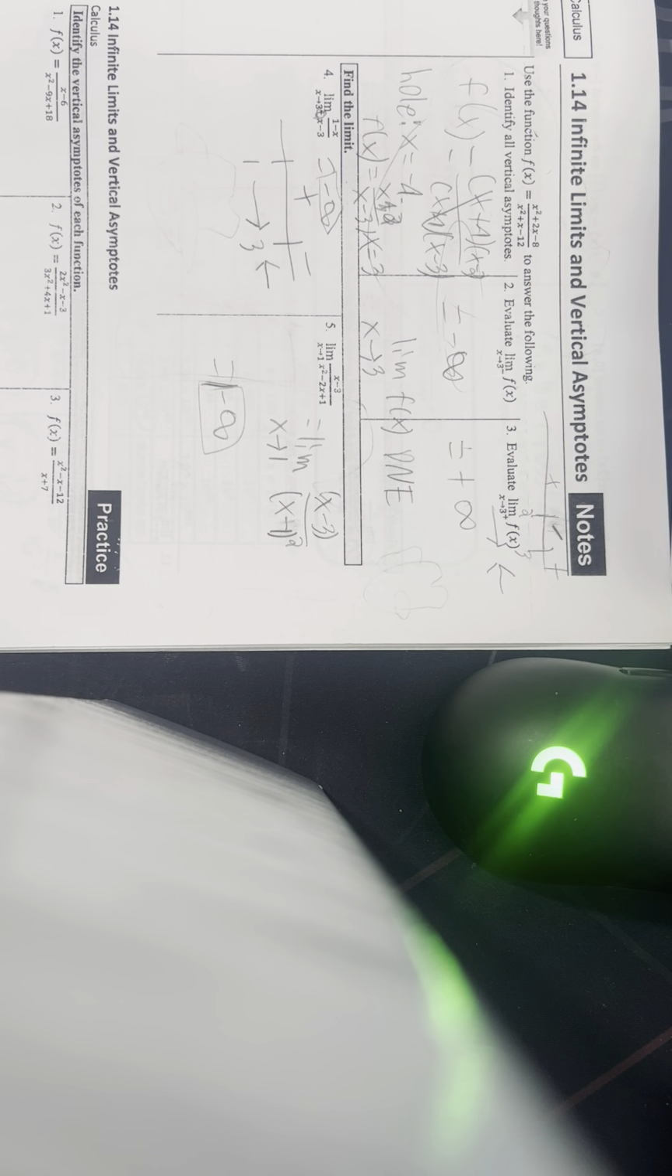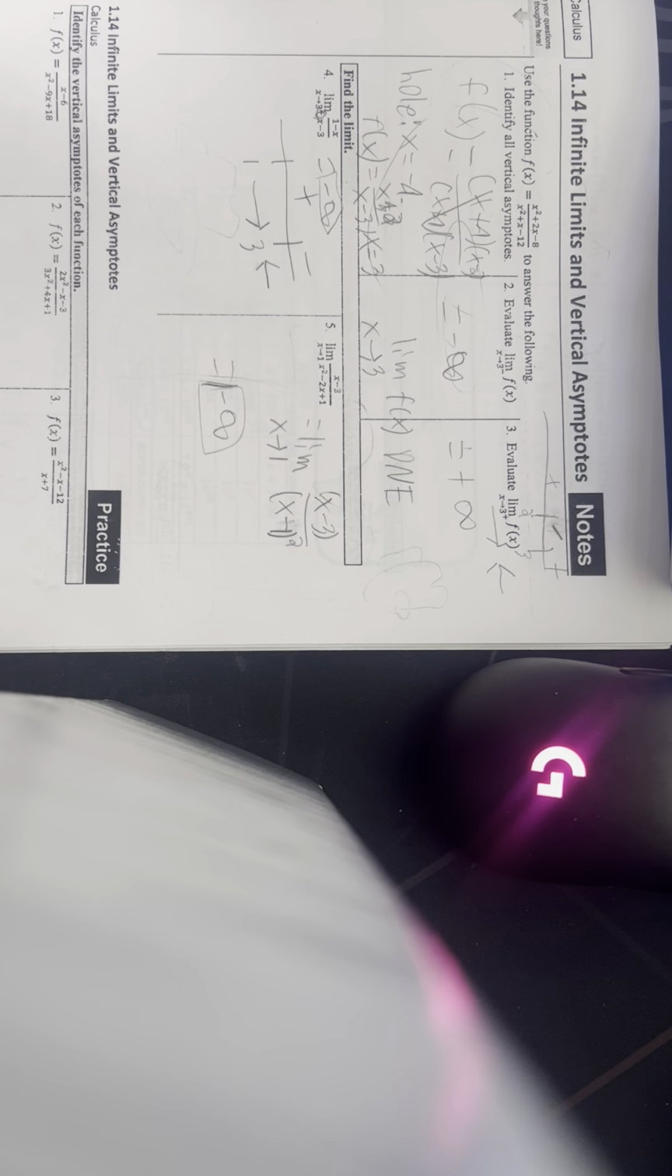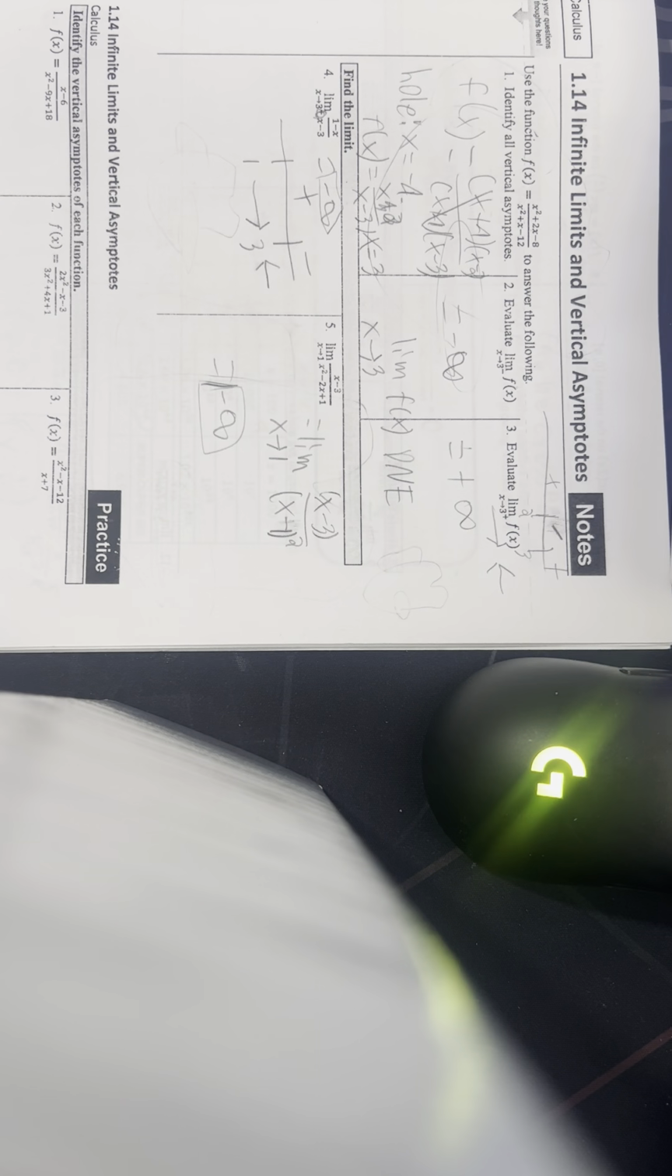Miss Jensen, 1.14. Almost done. Busting through this thing. 1.14. Infinite limits and vertical asymptotes.